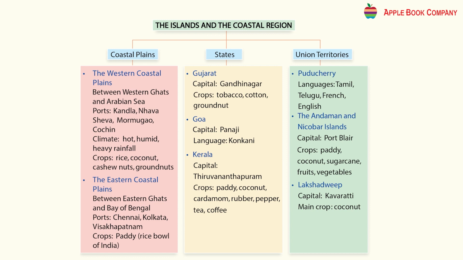The Andaman and Nicobar Islands. Capital: Port Blair. Crops: paddy, coconut, sugarcane, fruits, vegetables. Lakshadweep. Capital: Kavaratti. Main crop: coconut.